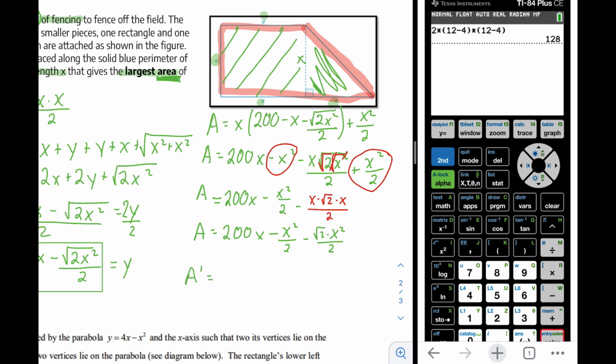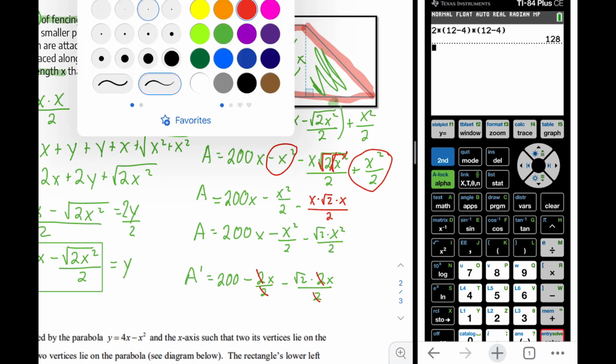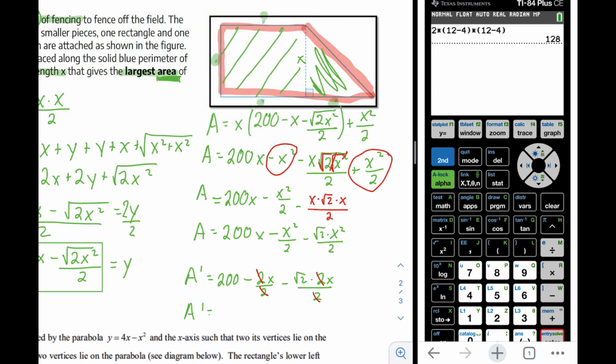So the derivative of this whole thing is going to be 200 minus 2x divided by 2 minus the square root of 2 times 2x divided by 2. So a few things can cancel out. These 2's will cancel out. And I'm going to be left with the derivative is equal to 200 minus x minus the square root of 2 times x. And now I can find when this is going to be equal to 0 using my calculator.